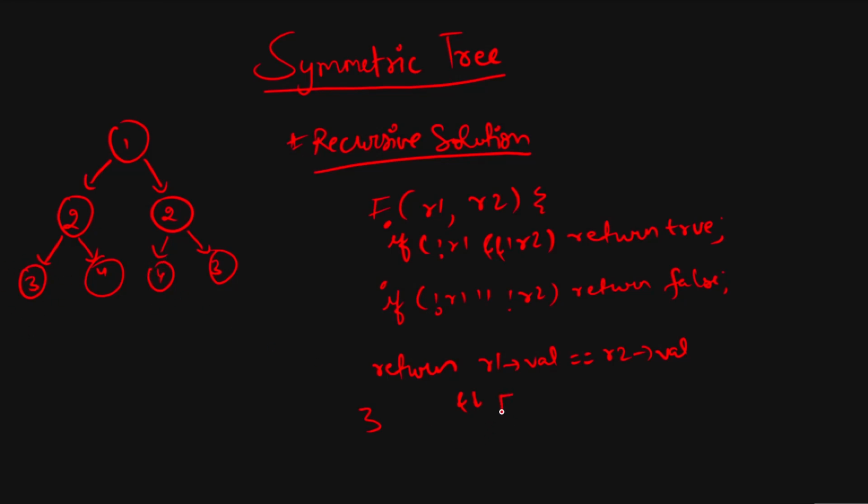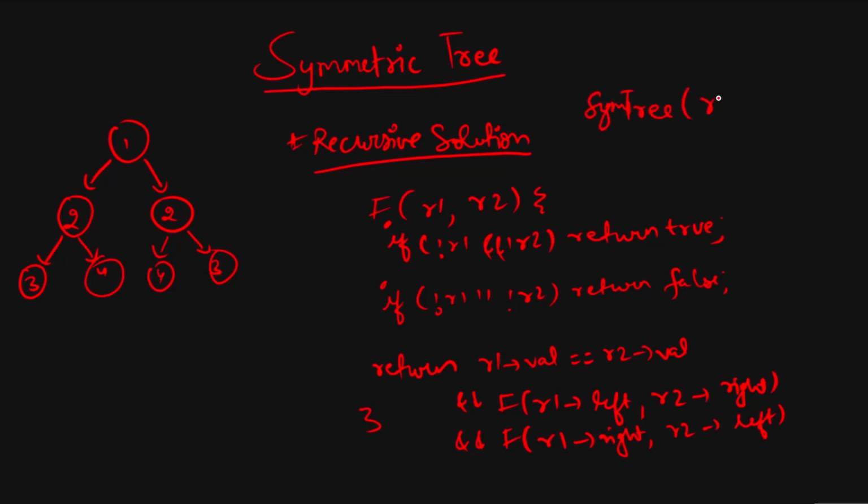So what I am saying is, for my function, root 1 left should equal root 2 right, and root 1 right should equal root 2 left. If this is the case, then this is my simple answer, and this will be called by my symmetric tree function. The symmetric tree function has my root, and this will simply return true if my root is null.